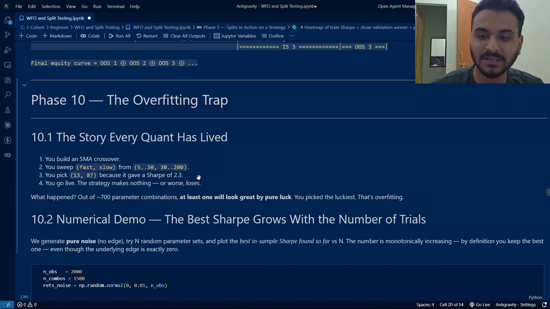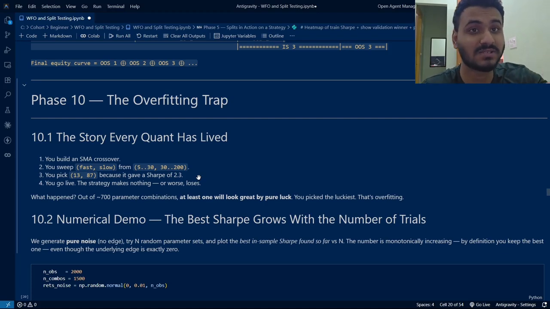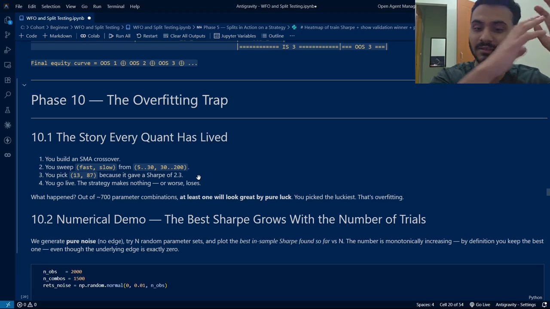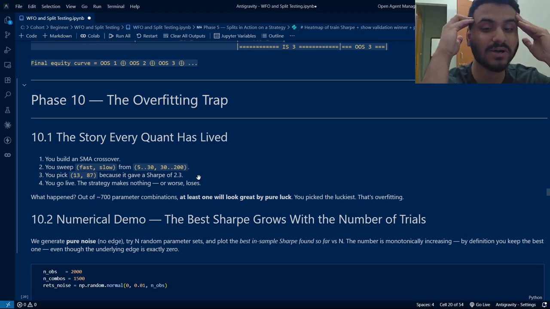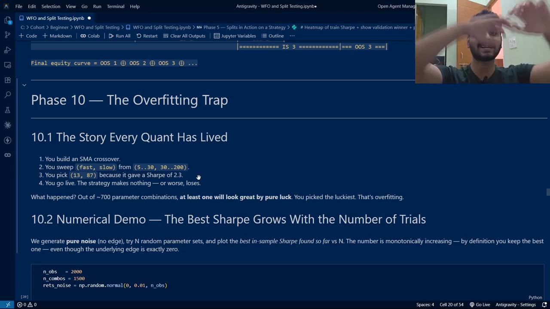Now, what will happen out of 700 parameter combinations? I've seen people running grid searches with 7 million backtests as well, right? So imagine the possibilities of overfitting. At least if you are running 700 combinations, of course there is a possibility one will look crazy good.